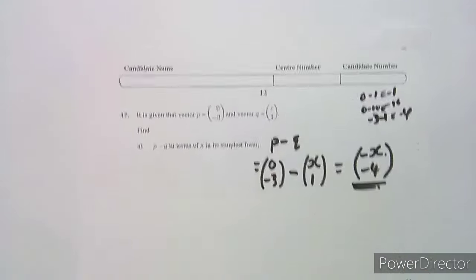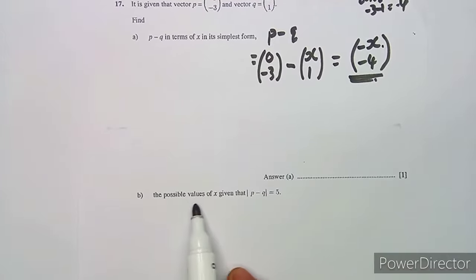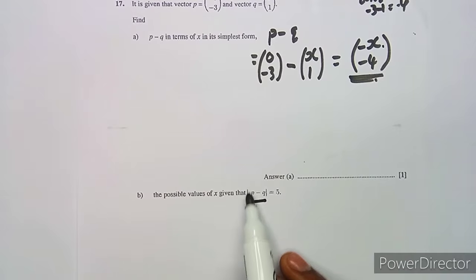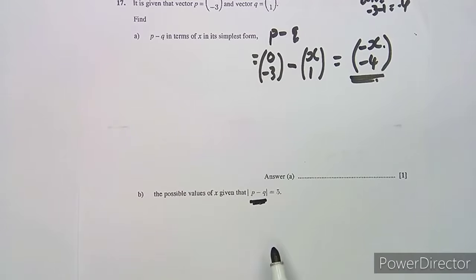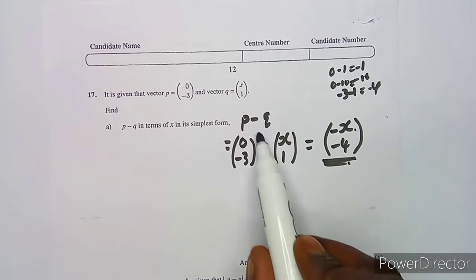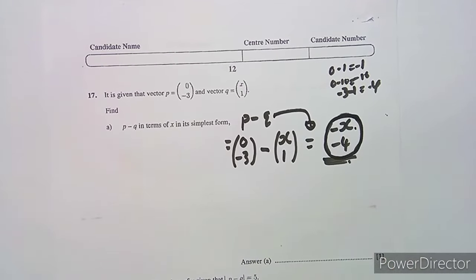All right, anyways, let's move on to another part where we are now given the possible values of x. Take note, when you are given these lines, the modulus, or the magnitude, or the length is equal to 5. So this is your p minus q. Remember, this is your p minus q.